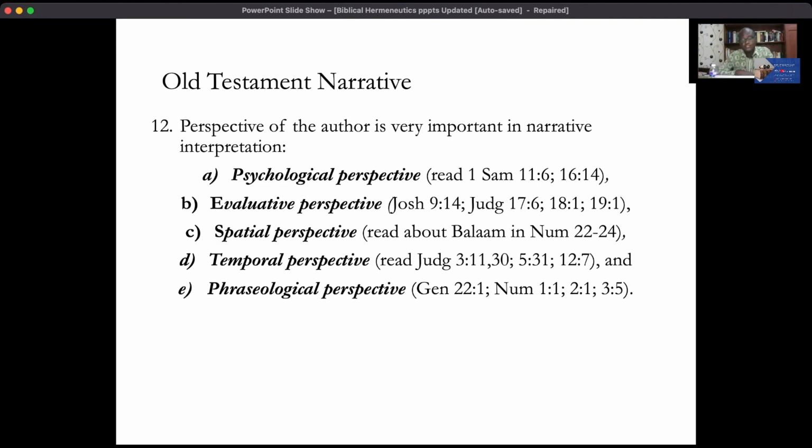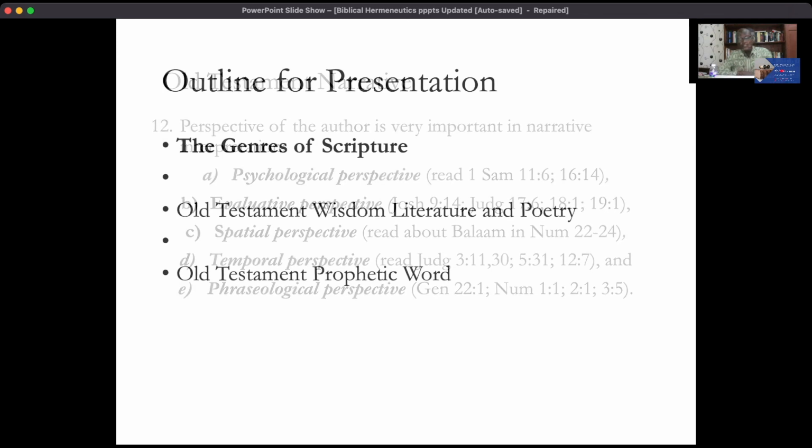And phraseological perspective refers to how the author transitioned from one story to another. Usually you see words like behold, now. So the author is making a transition from one story to another, and an author will use a phrase or word to do that transition.